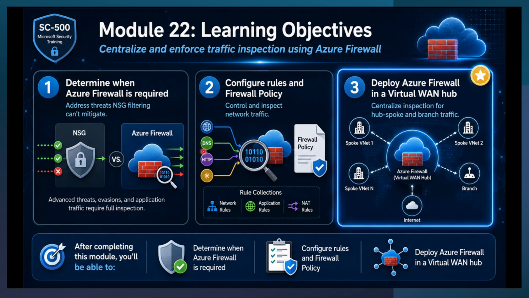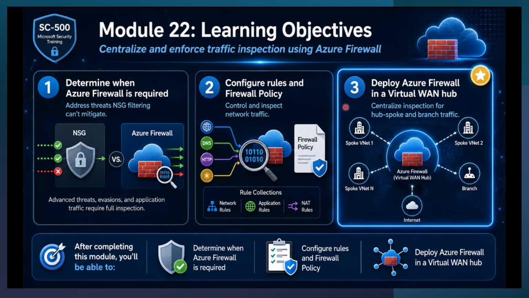You should also be able to configure rules and firewall policy, or at least have an understanding. I mean, you're not necessarily a network guy in Azure, but you should know how to configure this from the security perspective, and that's what we're going to look at, right? And understand the different kinds of rules that are present in Azure policy, like network rules, application rules, the NAT rules, and that kind of stuff.